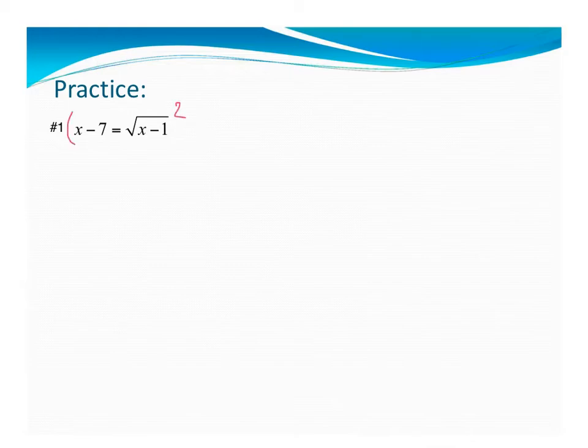Now, when I do that, the square root cancels and I'm left with x minus 1. That's easy. That's the easy part. So I get x minus 1. Now, here's the issue. We've got to FOIL this one.